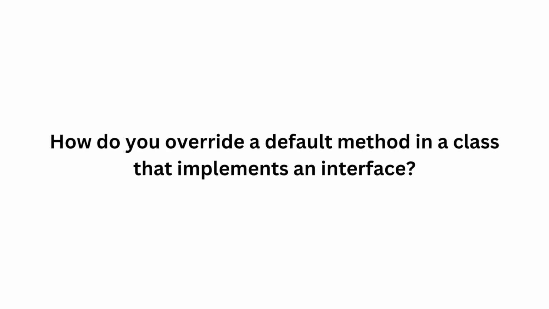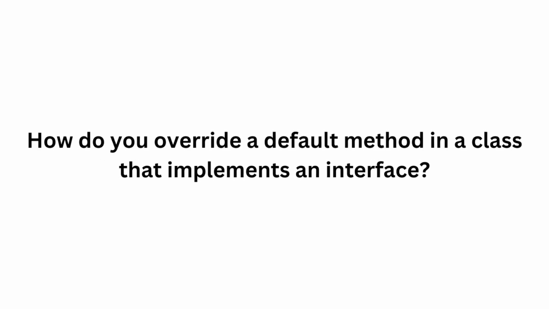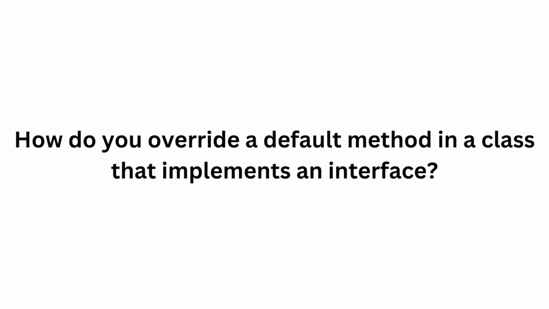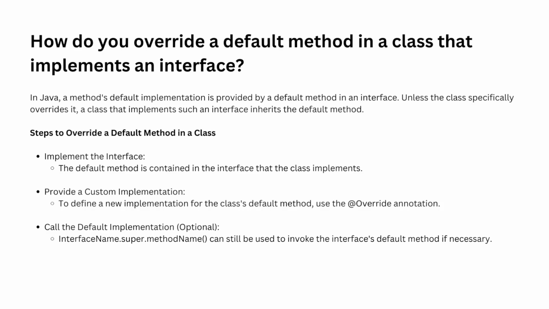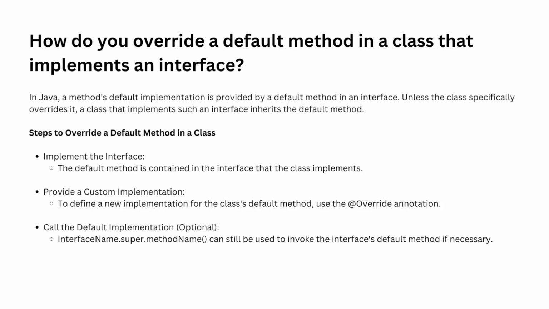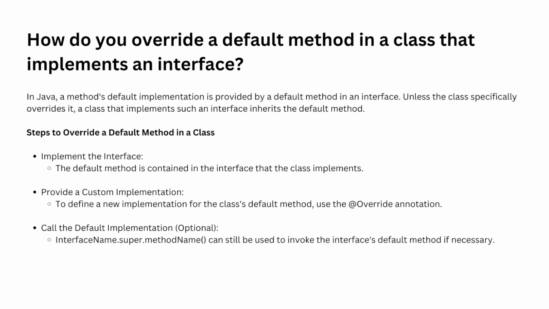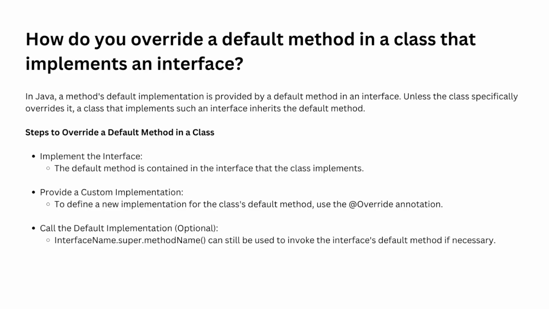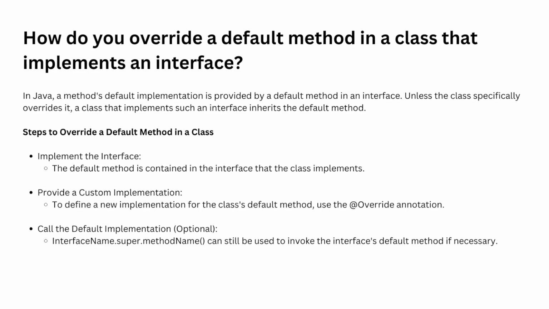All right, now let's move on. How do you override a default method in a class that implements an interface? So this is the basic example of how you use a default method, and here you need to override. We need to take some steps. First, you need to implement the interface, which we have already done. So the class implements the interface that contains the default method.